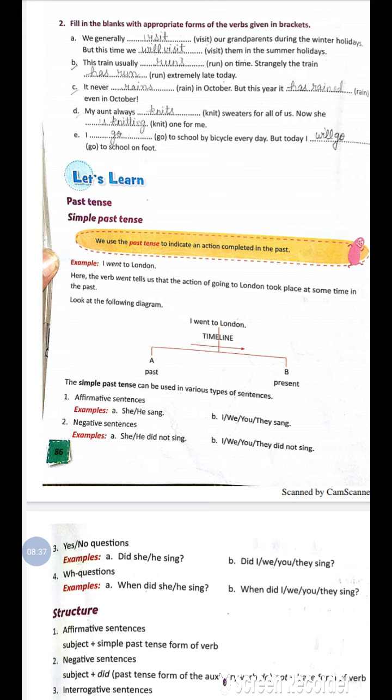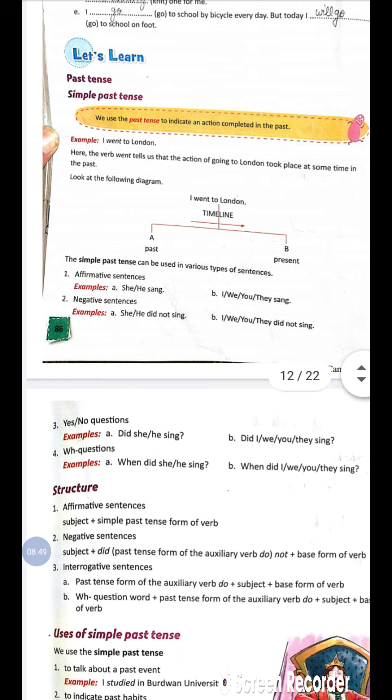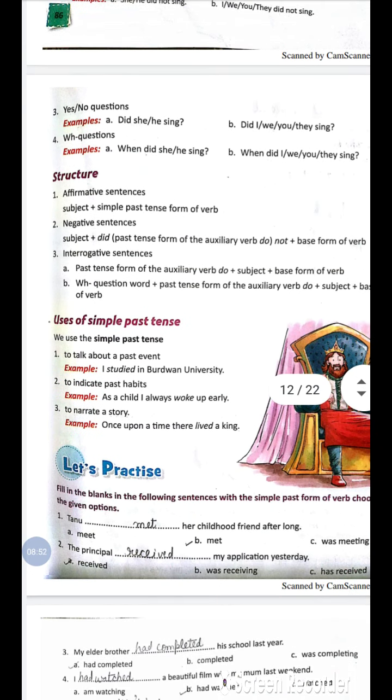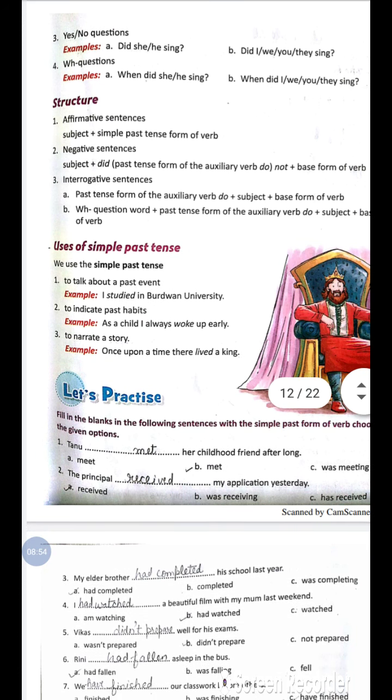In affirmative sentences, we take the second form of the verb with the singular and plural. In negative sentences, we will use did not plus first form of the verb. And when we are taking the yes or no questions, we take did at the beginning of the sentence and then we will write the sentence as above. WH questions, you have to use the question word at the beginning of the sentence and then did plus subject and then the verb will be used.